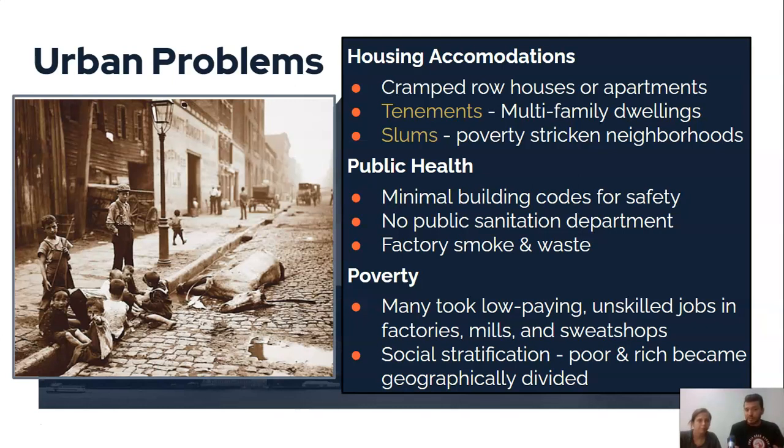The social stratification is really going to be evident during industrialization. The poor and the rich become not only economically divided, but also geographically divided. If the cities are so disgusting, the rich people aren't going to want to live there anymore. So this is where, as I mentioned previously, we see the rise of the suburbs. The suburbs aren't going to explode until the 50s, but that process starts now.